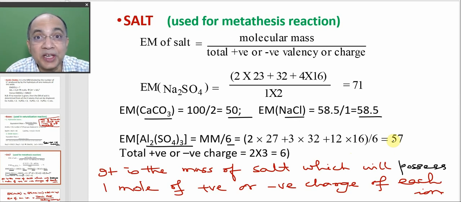So what is the definition of the equivalent mass for a salt? It is the mass of the salt which will possess 1 mole of positive or 1 mole of negative charge of each ion.